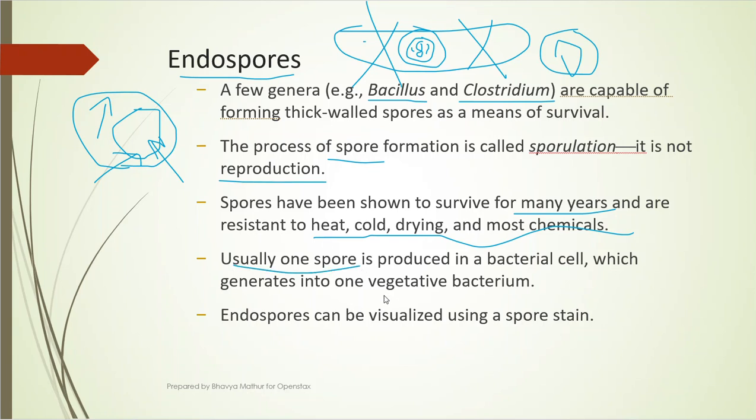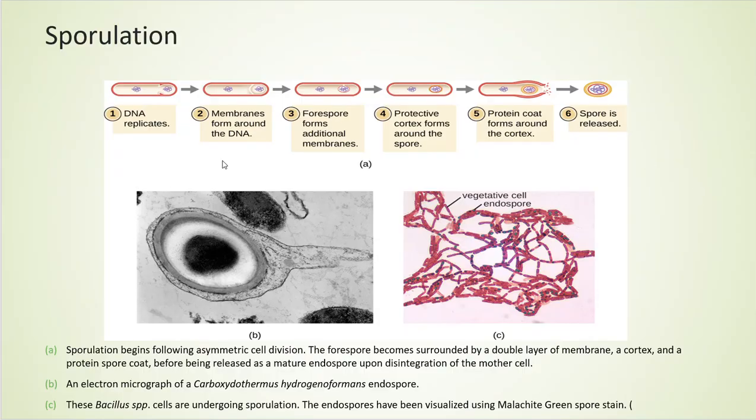Usually one spore per bacteria, and we talked in the lab about the endospore stains. Very important identification. Here's the process of sporulation. Replication, make a membrane, and then going through the process. And then there again is the picture. The pink is the vegetative cells and the green is the endospore. And I don't see anything else. Malachite green is the stain we use. Okay.